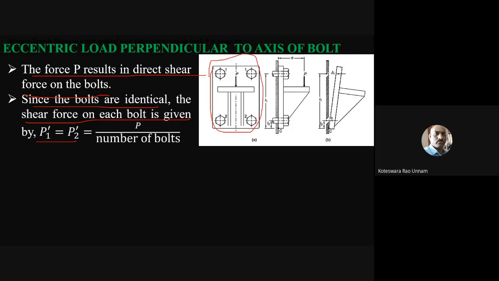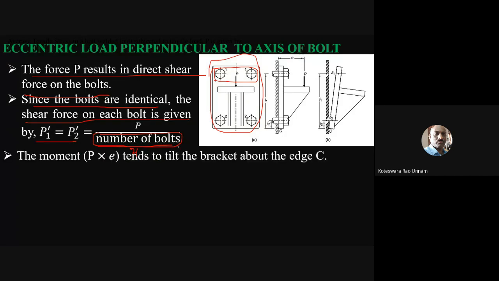Like in the previous type of loading, here also the direct shear load is the same in all the bolts. That is equal to the total load divided by the number of bolts, not the number of sets of bolts. See here, I said 1, 1 and 2, 2. So don't take the number of bolts as 2. You have to take the number of bolts as 4. Instead of 2 sets, you have to consider the total number of bolts, that is the number of bolts in each set multiplied by the number of sets. So here you have to consider 4, not 2. With that I'll get the direct shear force.